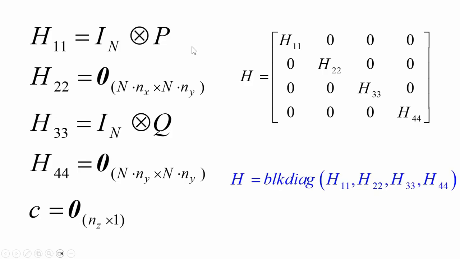Now let me summarize. After comparison, we have found H11, we have found H22, and similarly the C vector is also found. The H matrix is a block diagonal matrix where the diagonal elements are the H11 matrix, H22 matrix, all the way to the H44 matrix. Thus we can write this with the command blkdiag. It makes a block diagonal matrix with the following elements on the diagonal.